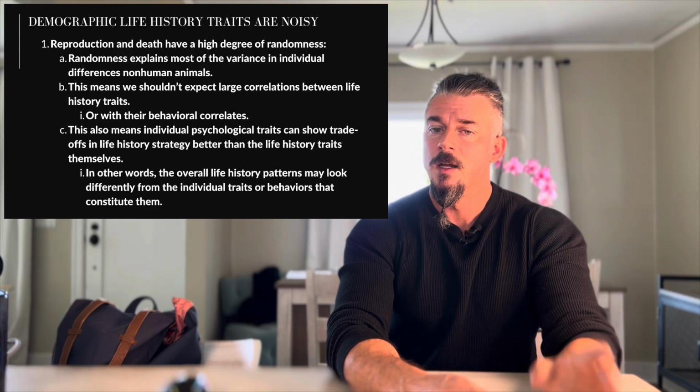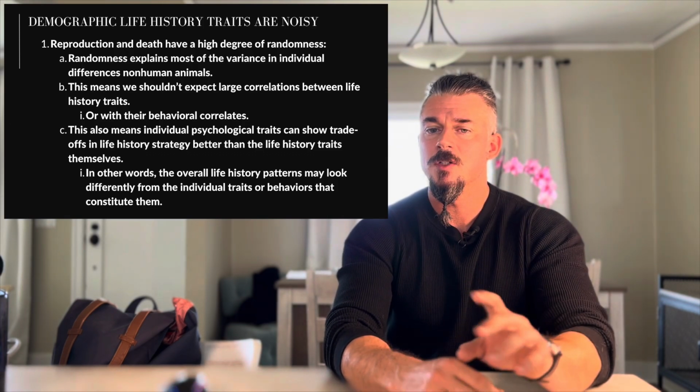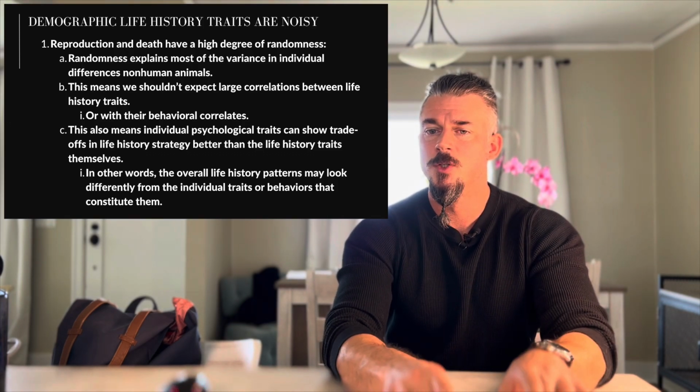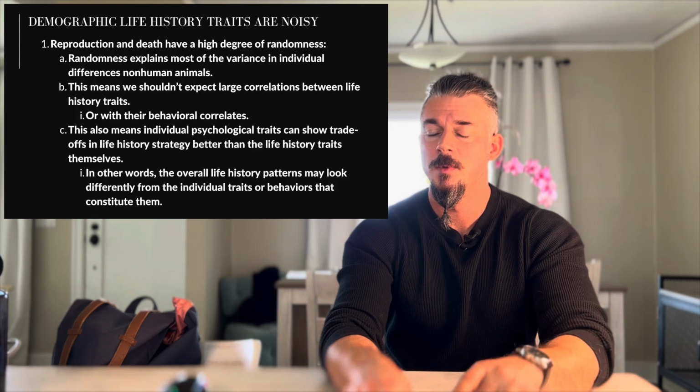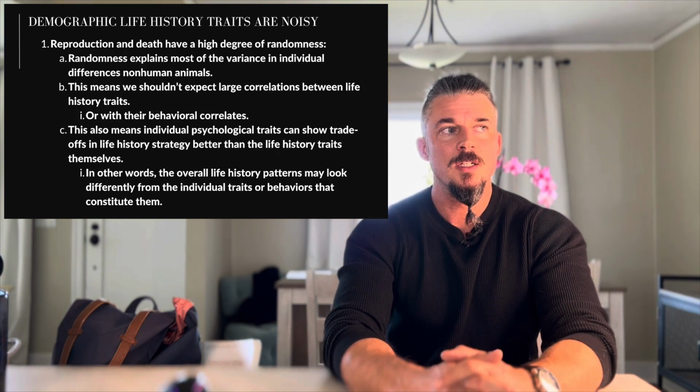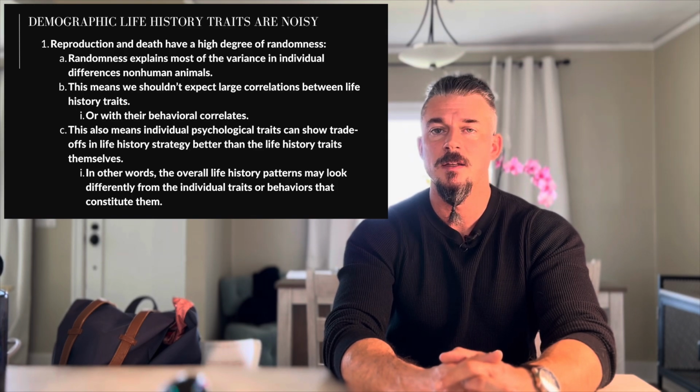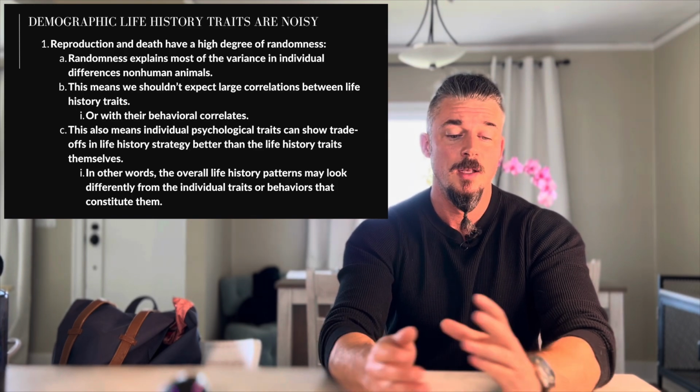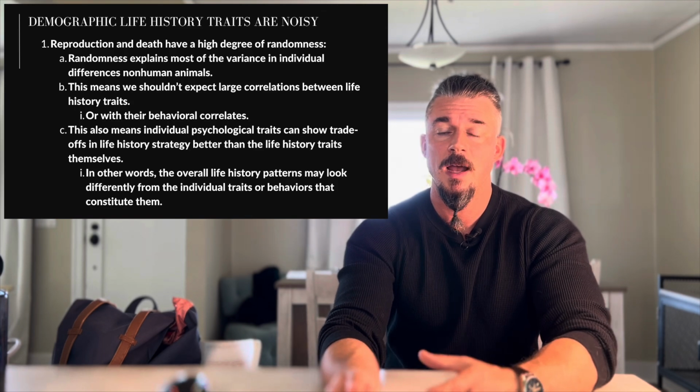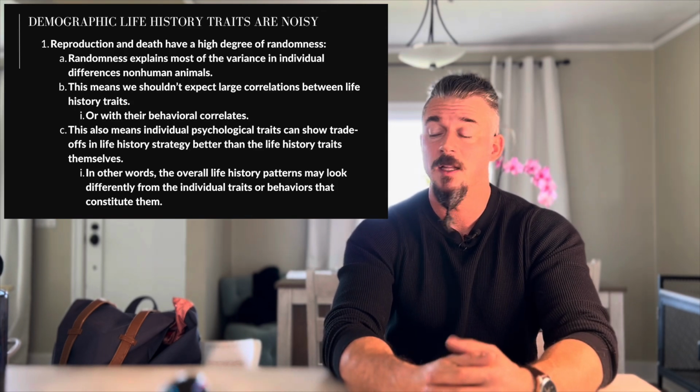So, in other words, the overall life history patterns can look different from the individual traits or behaviors that constitute them, right? So you can see someone that has perhaps a lot of traits that seem to be indicative of a slow life history strategy, but you look at their life, how things are going for them, and it looks much more like a fast life.